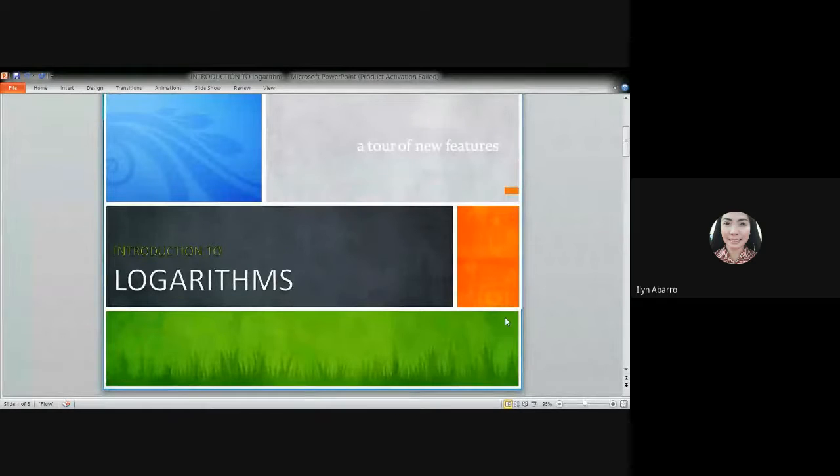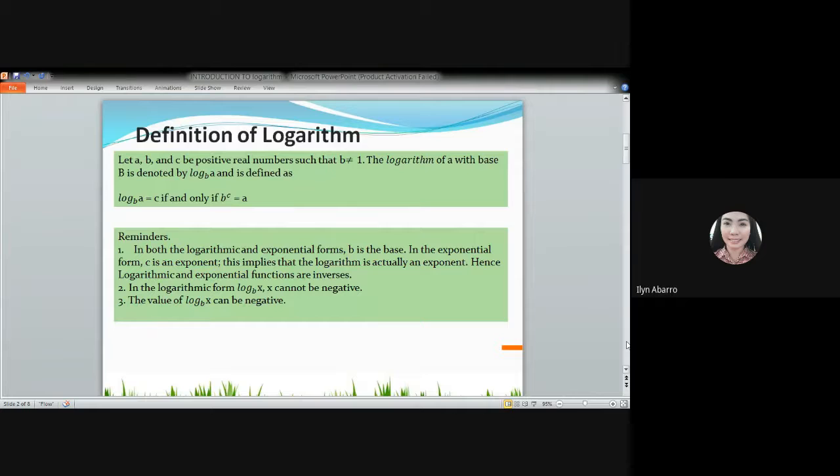Good day. Today is another wonderful day of mathematics, and we will be learning Introduction to Logarithms. Okay, so first let us have the definition of logarithm. So, what is this logarithm?